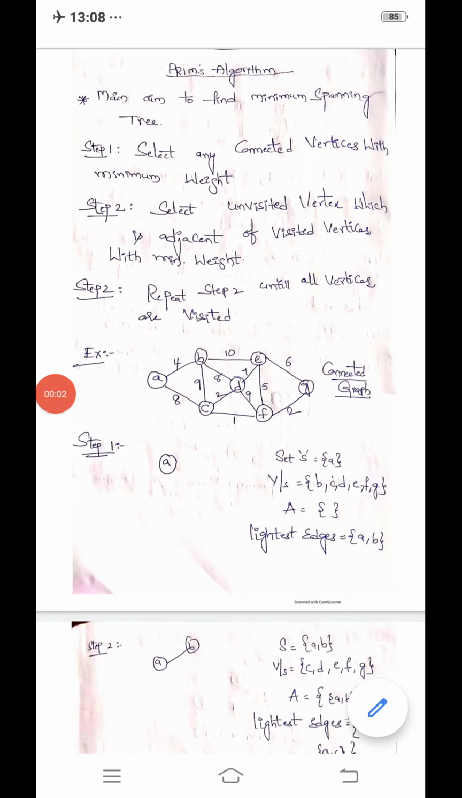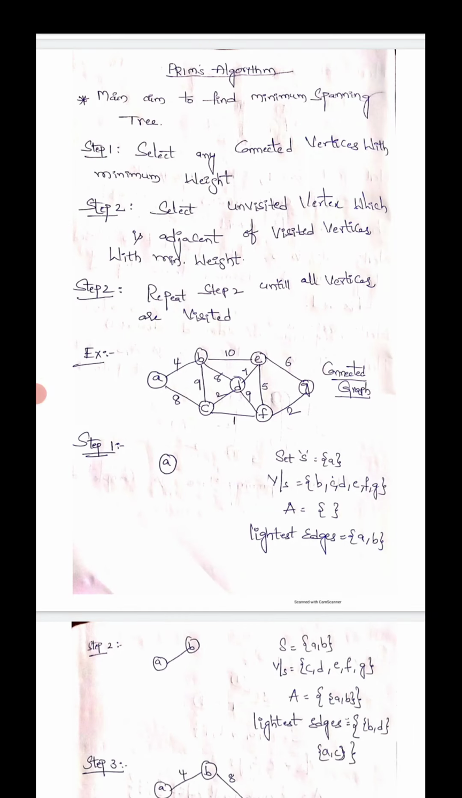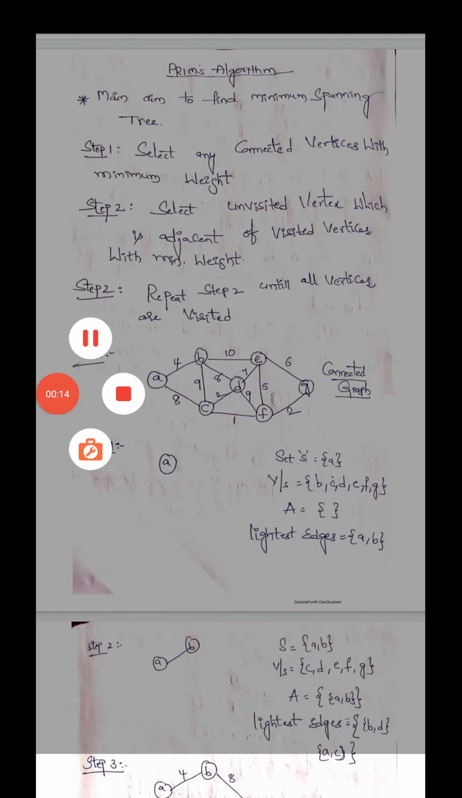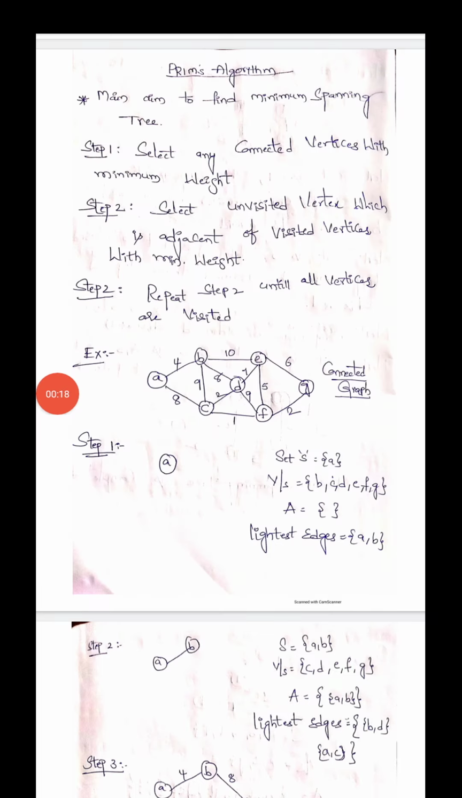Hi students, today we are discussing Prim's algorithm. Prim's algorithm mainly uses vertices. The main aim here is to find a minimum spanning tree. Now we study the algorithm.